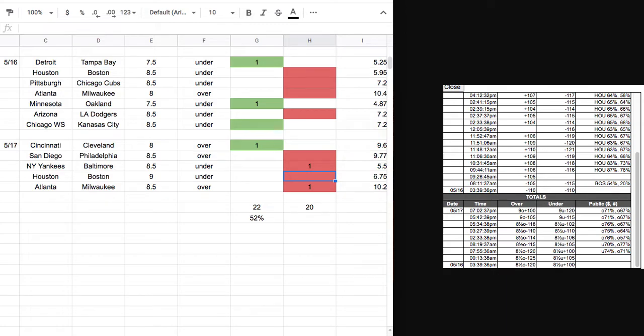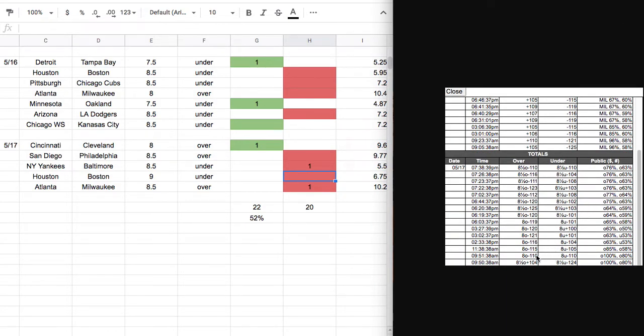And then finally, Atlanta, Milwaukee. You can see here this line was 8.5. It moved down to 8, and then at 6:19 tonight, it bumps back up to 8.5, favoring the over. So we would have played that based on that. But look what happens now.